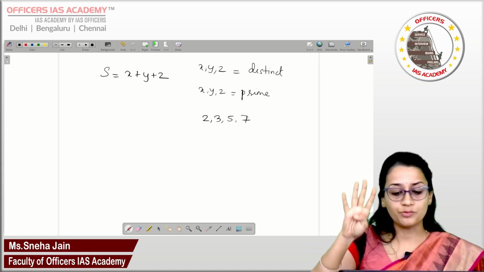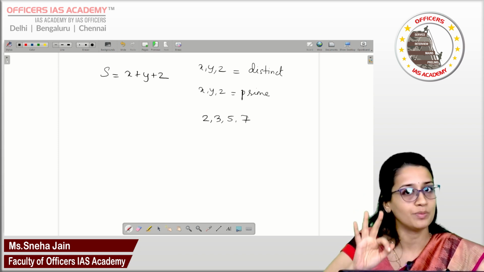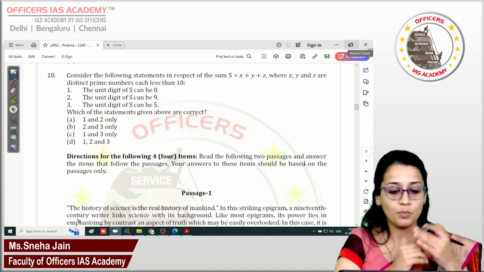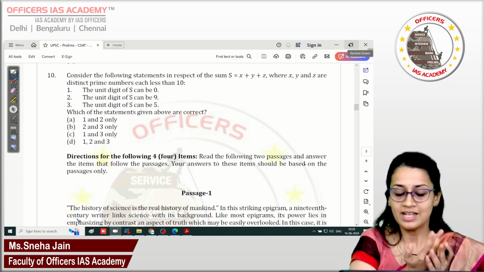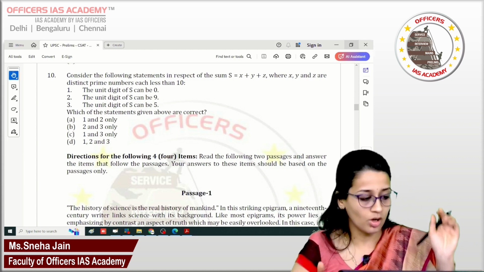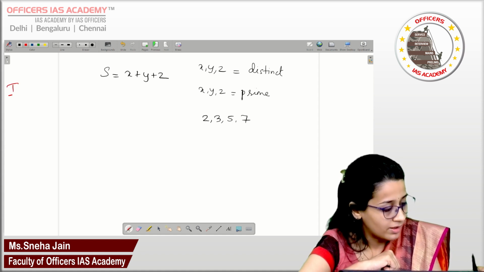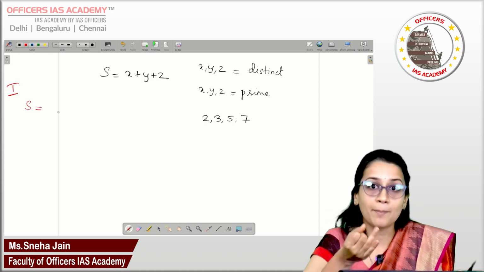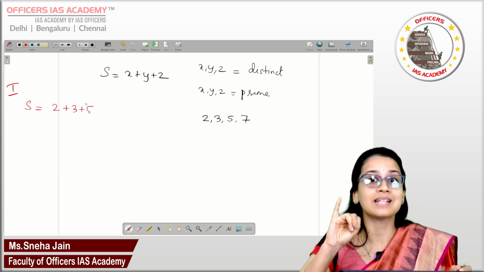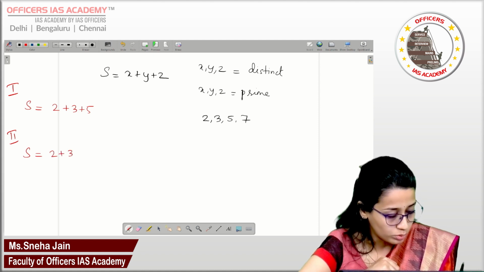Alright. So these are the 4 possible values in which x, y, z are taking any 3 values. Now they are asking you what can be the possible value of unit digit of S. So can we find out the possible values of S? Definitely yes. From this combination 2, 3, 5 and 7, I will assume my first condition where S is nothing but a sum of, let's say, 2, 3 and 5. I am omitting 7. In my second combination, my S can be a combination of 2, 3 and 7.